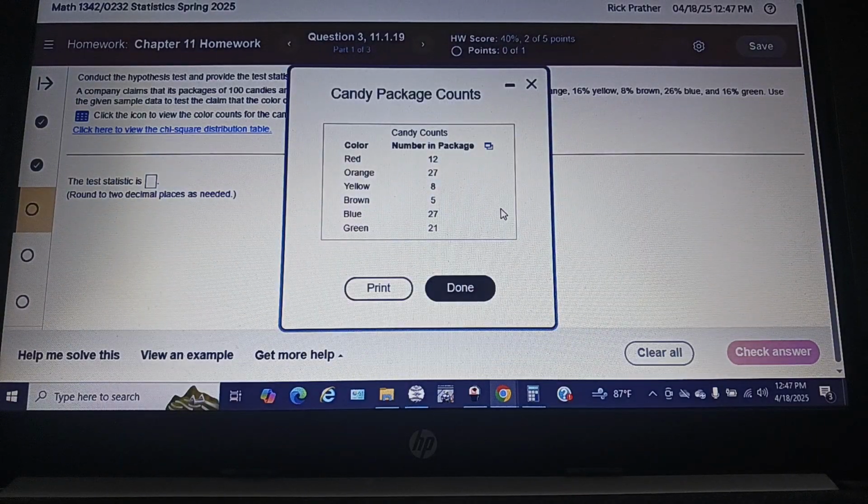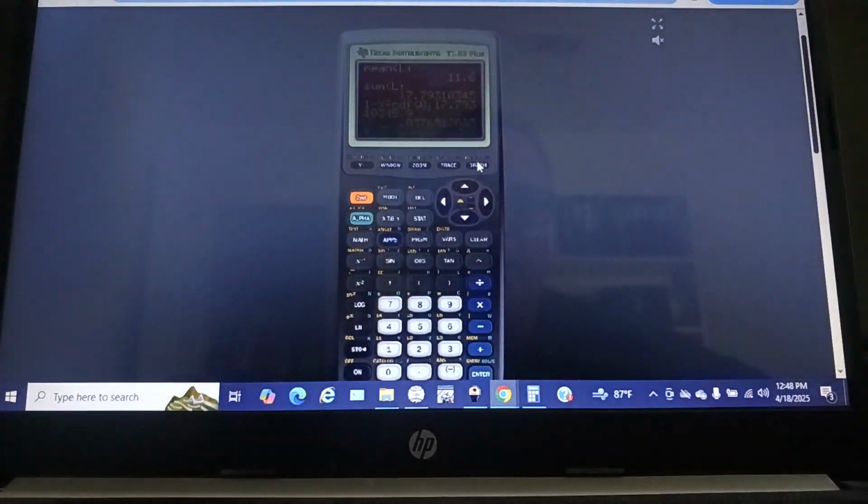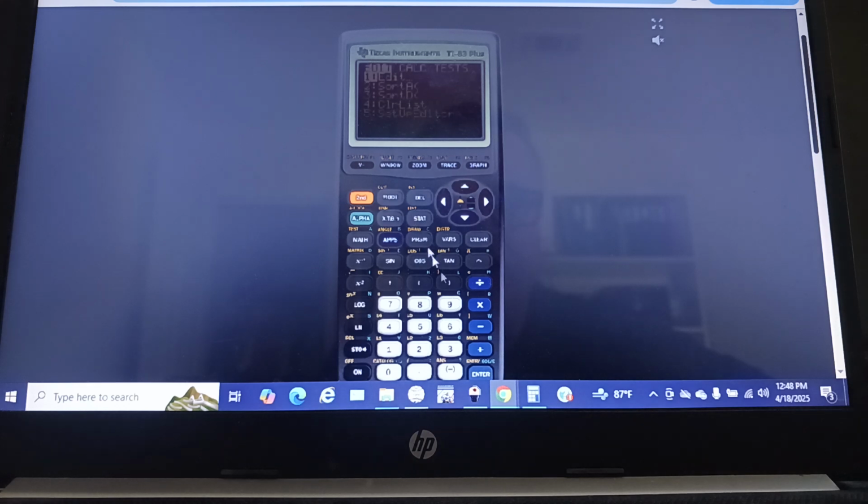Okay, so here we took a sample of candies, and maybe we enjoyed sampling these candies because then we got to eat them when we were done counting them. There were 12 reds, 27 oranges, 8 yellows, 5 brown, 27 blue, and 21 green. The fact that these are different from each other isn't an instant sign that we must reject the null, because the percentages are different. Maybe brown doesn't happen that much. In fact, brown only happens 8% of the time, so that could be why it has a low number in the sample. So now it's really hard to tell just by looking at it whether it seems to agree with the null or not.